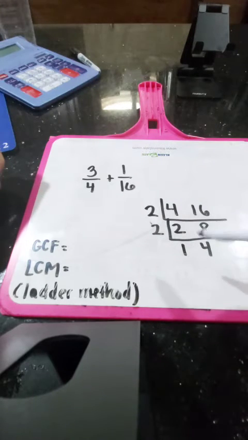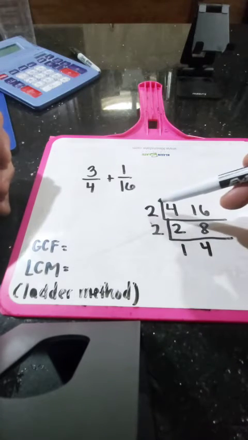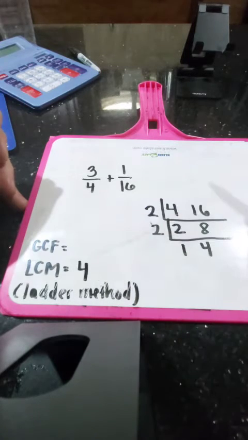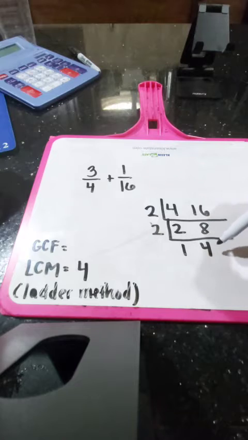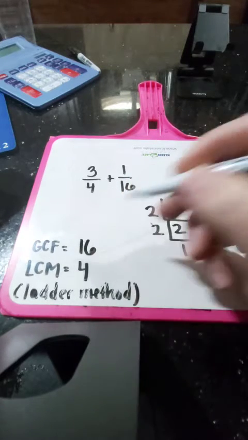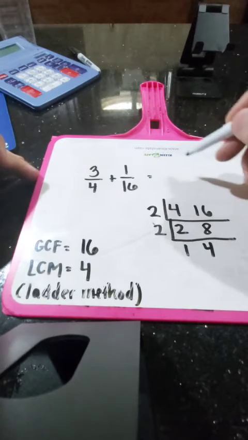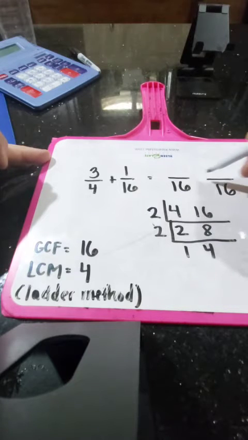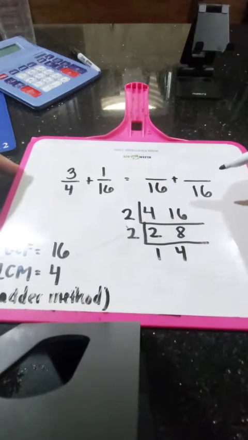So what we're going to do here is, in order to get our lowest common factor, we're going to say 2 times 2, okay, and that equals 4. But for the purposes of this problem, the more important thing to do is take all of the outside numbers. So 2 times 2 is 4, times 1 is still 4, times 4 is 16. And that tells us that 16 is our greatest common factor. So what that means is that both of our new equivalent fraction denominators are both going to have 16 as their denominators.